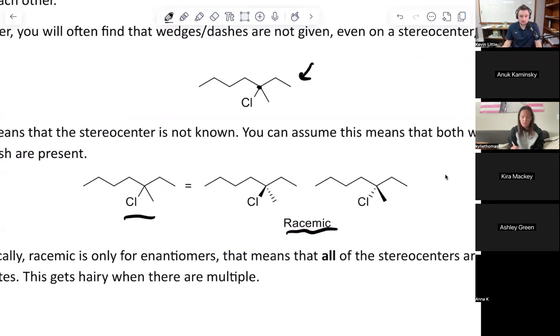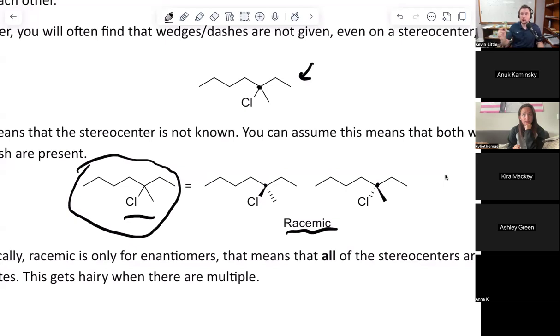But what this is communicating is that there is no defined wedge or dashes. Not that there is no wedge or dashes. It's that in my mixture of a bunch of this stuff, I have both of these present. It's not the best way to write it, but people will write it that way. Now, if we remember what racemic means, everything is an enantiomer, which means that every single chiral center is the opposite of each other.